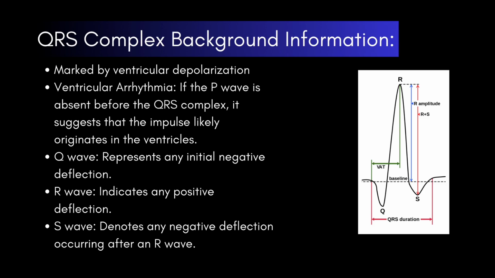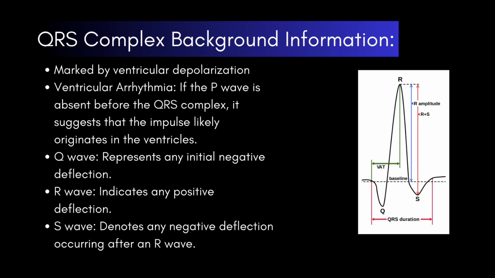So I'd like to open up today's presentation by giving some background information on the QRS complex. The QRS complex is marked by ventricular depolarization. A ventricular arrhythmia occurs when the P wave is absent before the QRS complex. This suggests that the impulse likely originates in the ventricles.